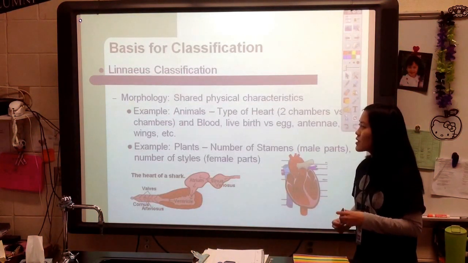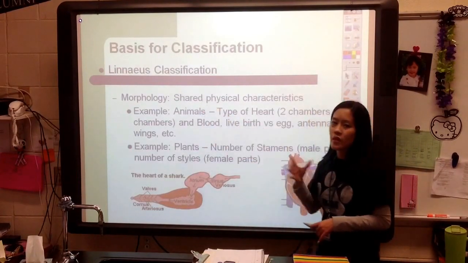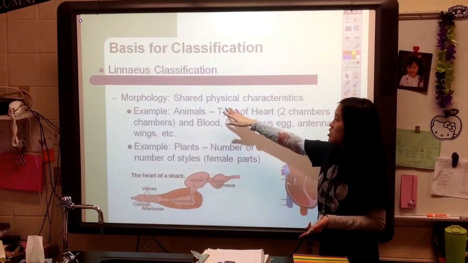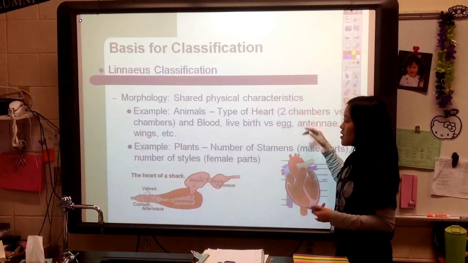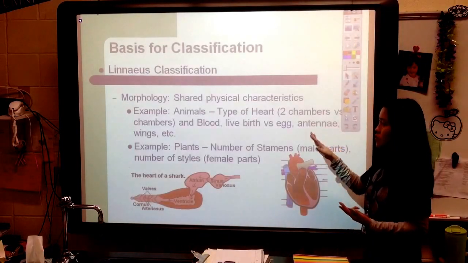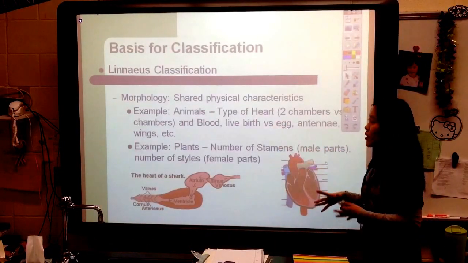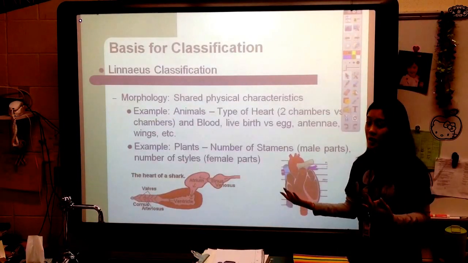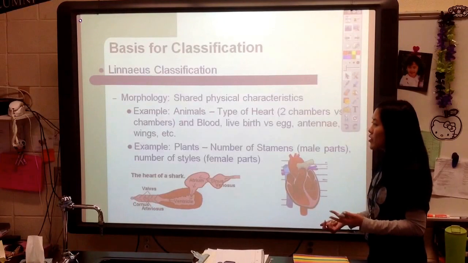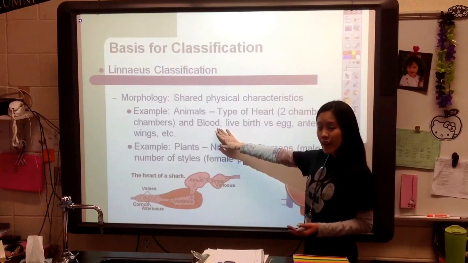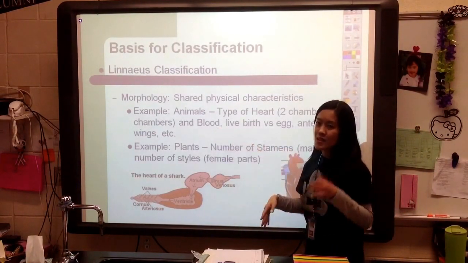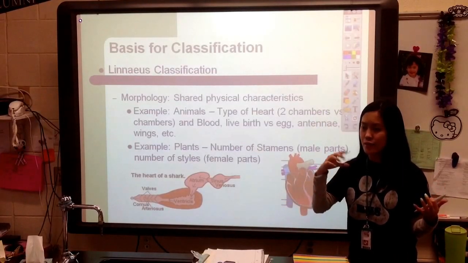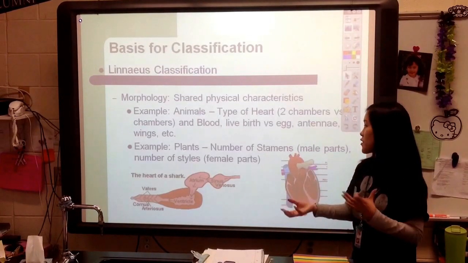One of the first things that he looked at was the morphology of those living organisms. Morphology means some shared physical characteristics. So for an animal, what type of heart do you have? We have what's called a 4-chamber heart. Other animals have 2, other animals have 3. Another thing to look at is the type of blood they have. Insects have something known as hemolymph. It's very different from our blood that's red, that has red blood cells in it. It's made of different things.